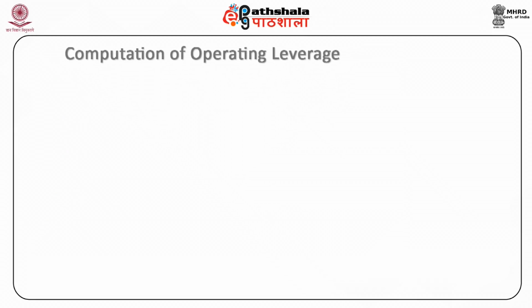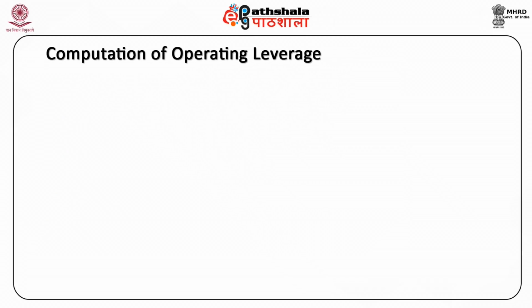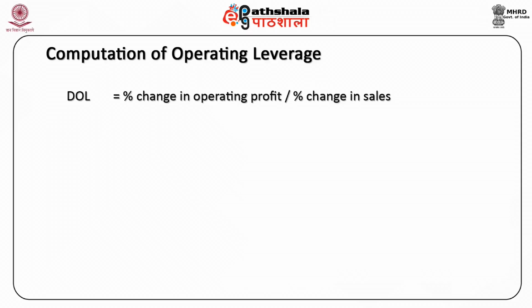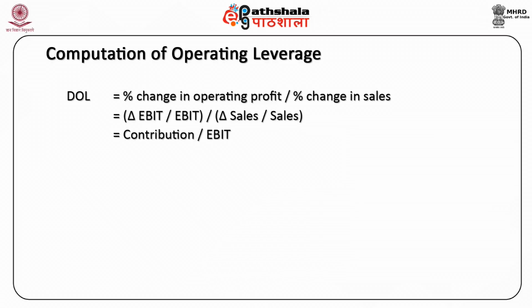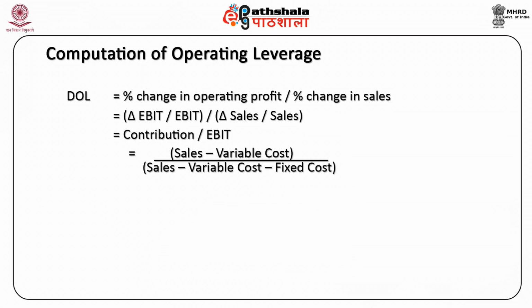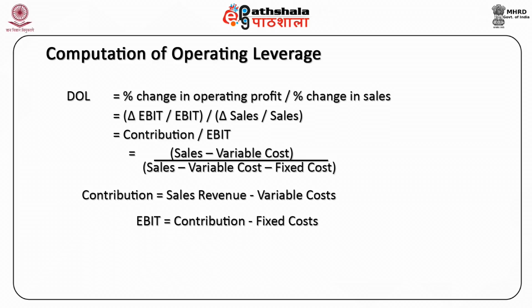Let us now learn how to compute operating leverage. Degree of operating leverage is the percentage change in a firm's operating profit, EBIT, resulting from a percentage change in sales. The formula for the same is shown here. It can also be computed by dividing contribution by the EBIT as shown here, where the contribution is the sales revenue minus variable cost and EBIT is equal to contribution minus fixed cost.